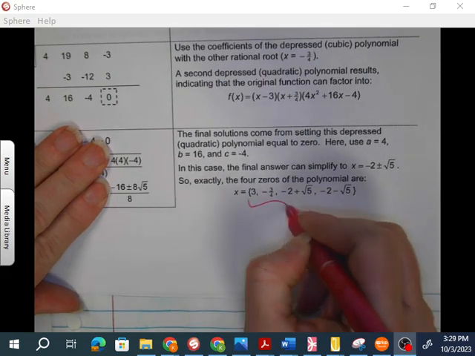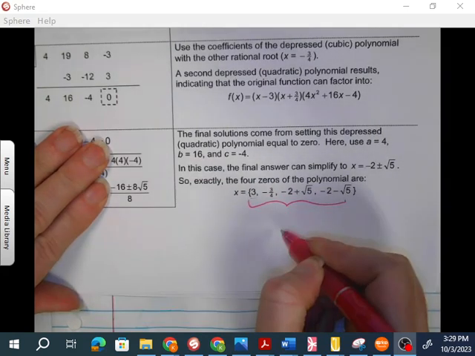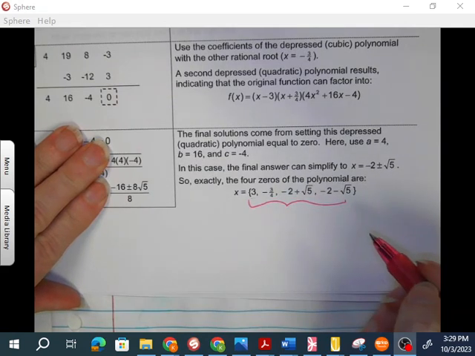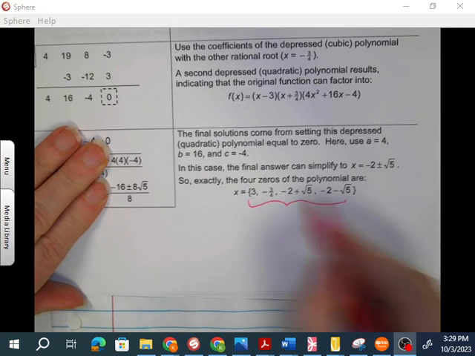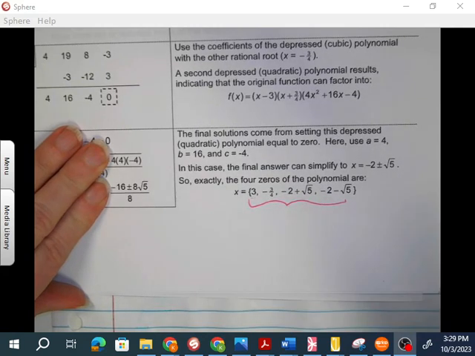2 of them are rational, 3 and -3/4. These 2 are irrational. They're real, we could see them on the graph, but they were nasty decimals. So I had to get the rational versions. So that's what we're doing.